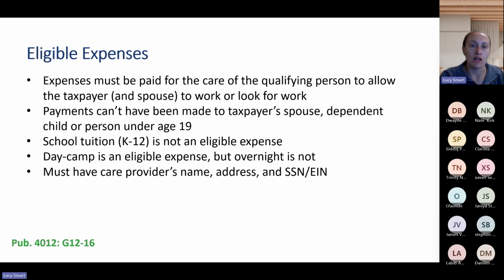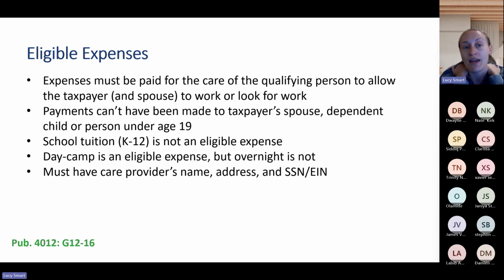What expenses are qualified? The most common expenses that we are going to see at our sites are for daycare or aftercare, like after school aftercare while the taxpayer is working. But there are a few important things to remember that are not eligible. The payments, like any expenses, cannot be paid to the taxpayer's spouse, to the taxpayer's dependent child, or to any person under age 19.